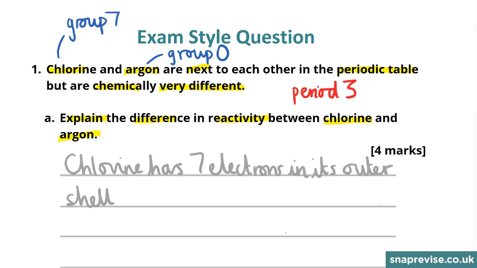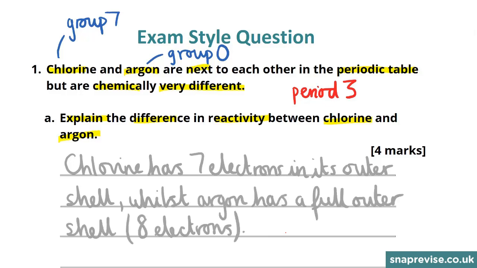Whereas as we move one space to the right in the periodic table to argon, we add one more electron, meaning that argon has a full 8 electrons in its outer shell. We're in period 3, so we're talking about filling up the third shell, which can hold 8 electrons. This means that argon has a full outer shell, which follows from the fact that it's in group 0, as all the elements in group 0 have full outer shells.